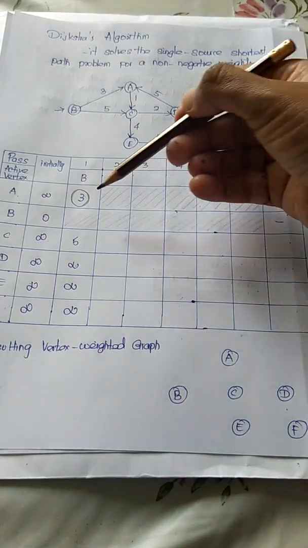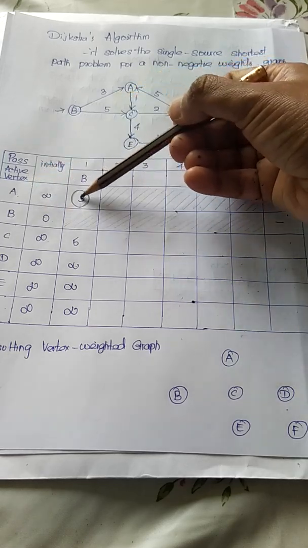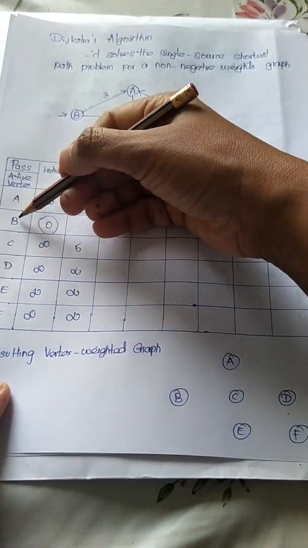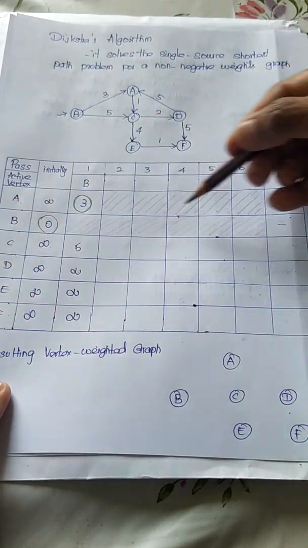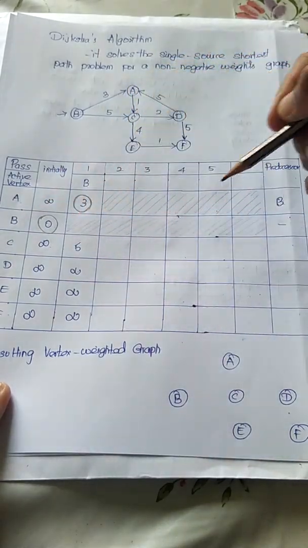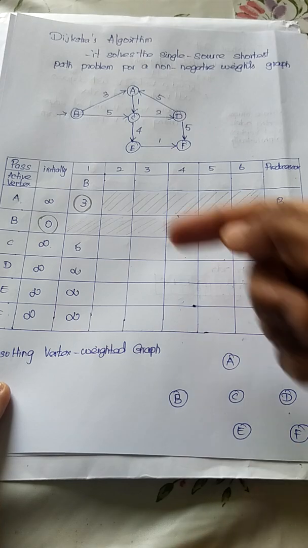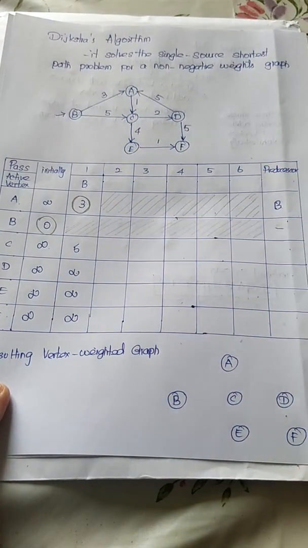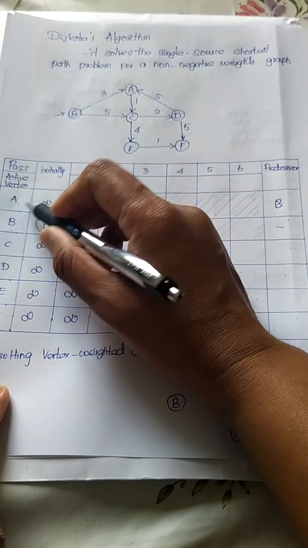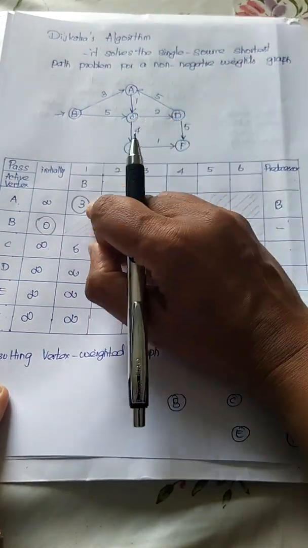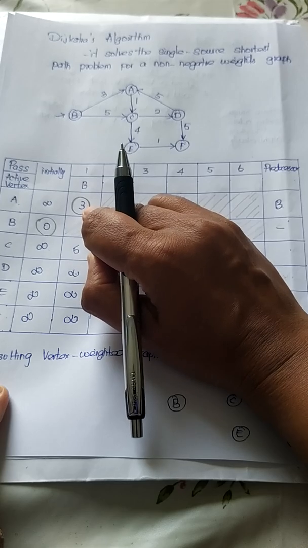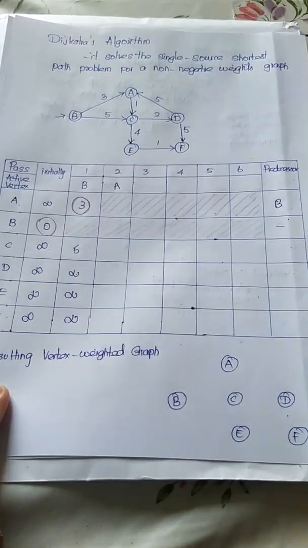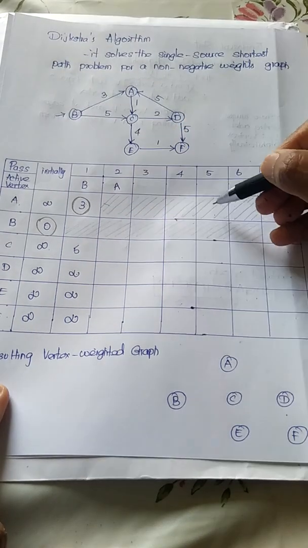So you see that I shaded the first row. For A, I finalized already. For B, it's already 0, so it is the starting vertex. So that row is also finalized. Now you need to continue with the second iteration. I reach A from B. I'm in A. So you finalize the cost for A. From A, I start.